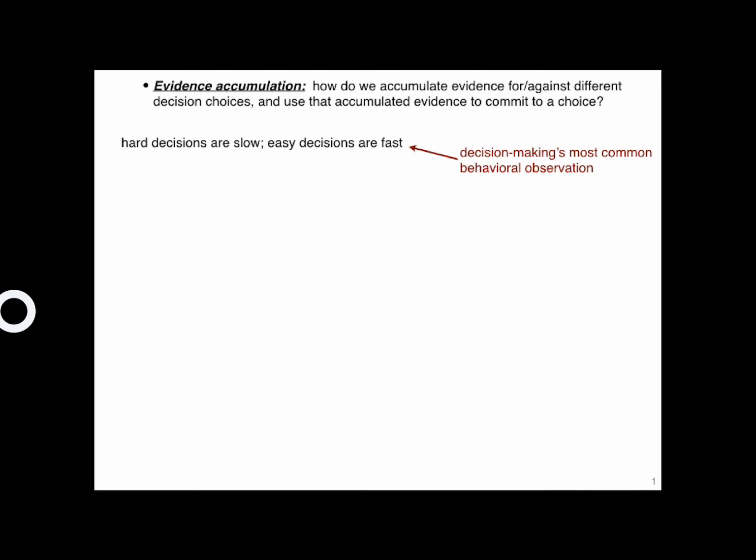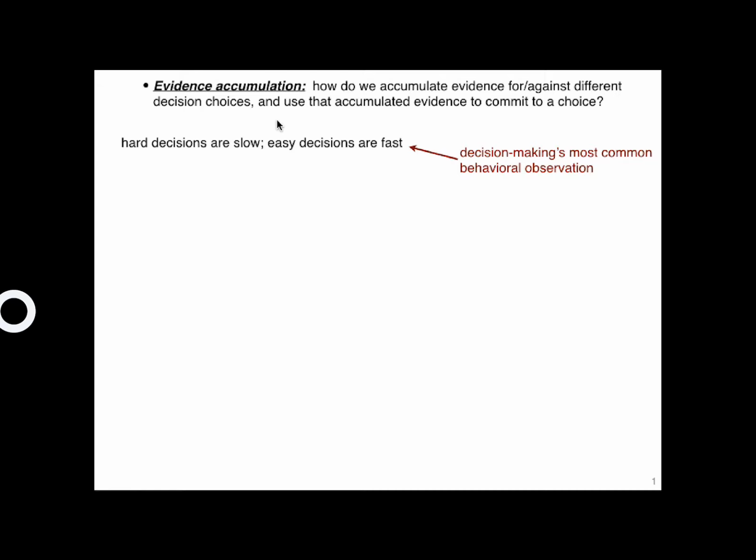And for decision making in general, I usually like to start with what I call the most common behavioral observation in decision making, which is something that you guys experience in your daily lives. If you have a difficult decision to make, it takes you a long time to make up your mind. If you have an easy decision to make, you can do that really quickly. If you got accepted into 2 colleges and one is awful and one is awesome, you make up your mind really quickly. If you got accepted into Princeton, Harvard, and Stanford, then you're thinking, and it takes you longer to make up your mind.